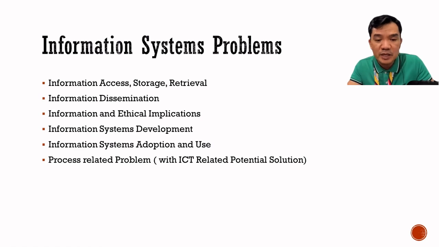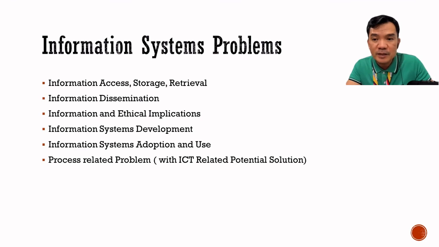The third aspect is information and ethical implications. What are the implications of having a lot of information? For instance, information overload is one problem in IS. Another example is privacy issues. With a lot of information available, there are problems on the user's part that you need to consider because there are ethical implications. When an information system professional processes data, for instance, they need to take note of the ethical implications or the privacy of the users or the data that they are processing.